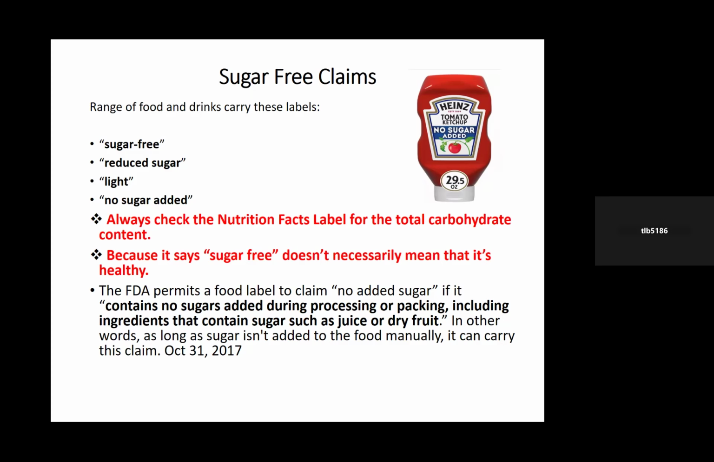And if something is labeled light, light means it's 10% less carbs than their original brand. For example, Minute Maid lemonade and Minute Maid light lemonade. Light lemonade still has carbs, just 10% less than their regular lemonade. Now, if it says 0 carbs, that is sugar-free.